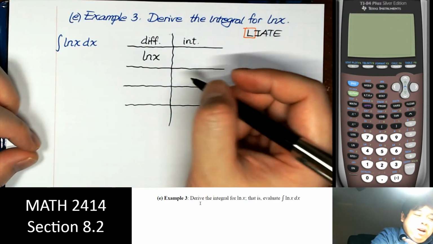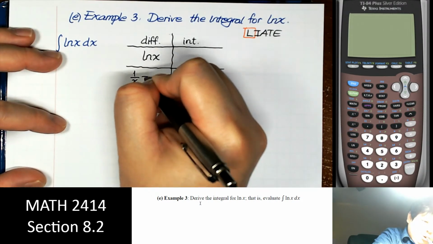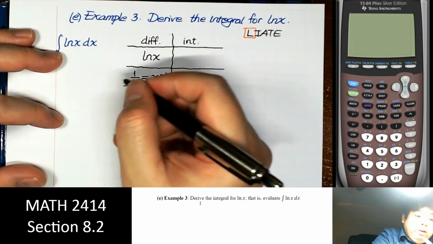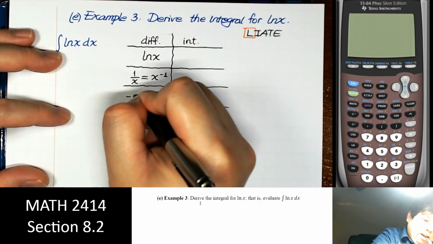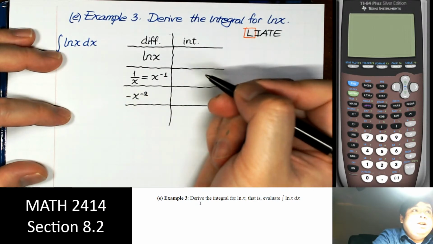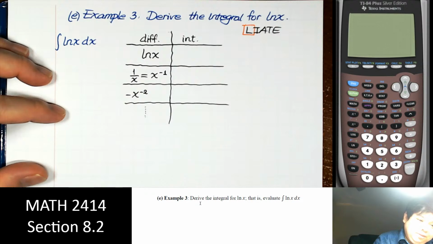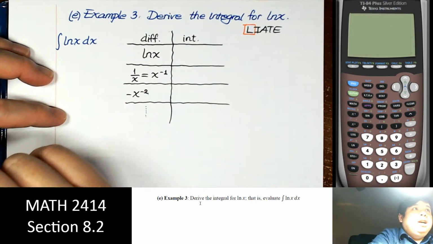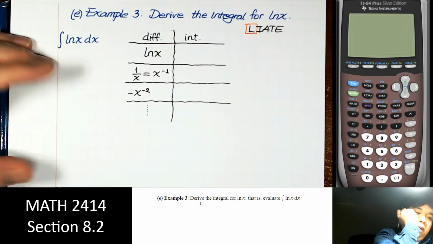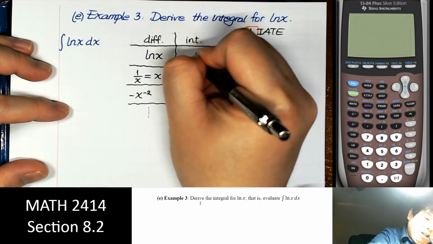Right. The derivative of ln of x is 1 over x, or we write x to the negative 1. And then the derivative of that is negative x to the negative 2, and so on. It's not going to go to 0. In that case, what do we integrate? There's nothing left, I just have the dx. So what we integrate is going to be 1.